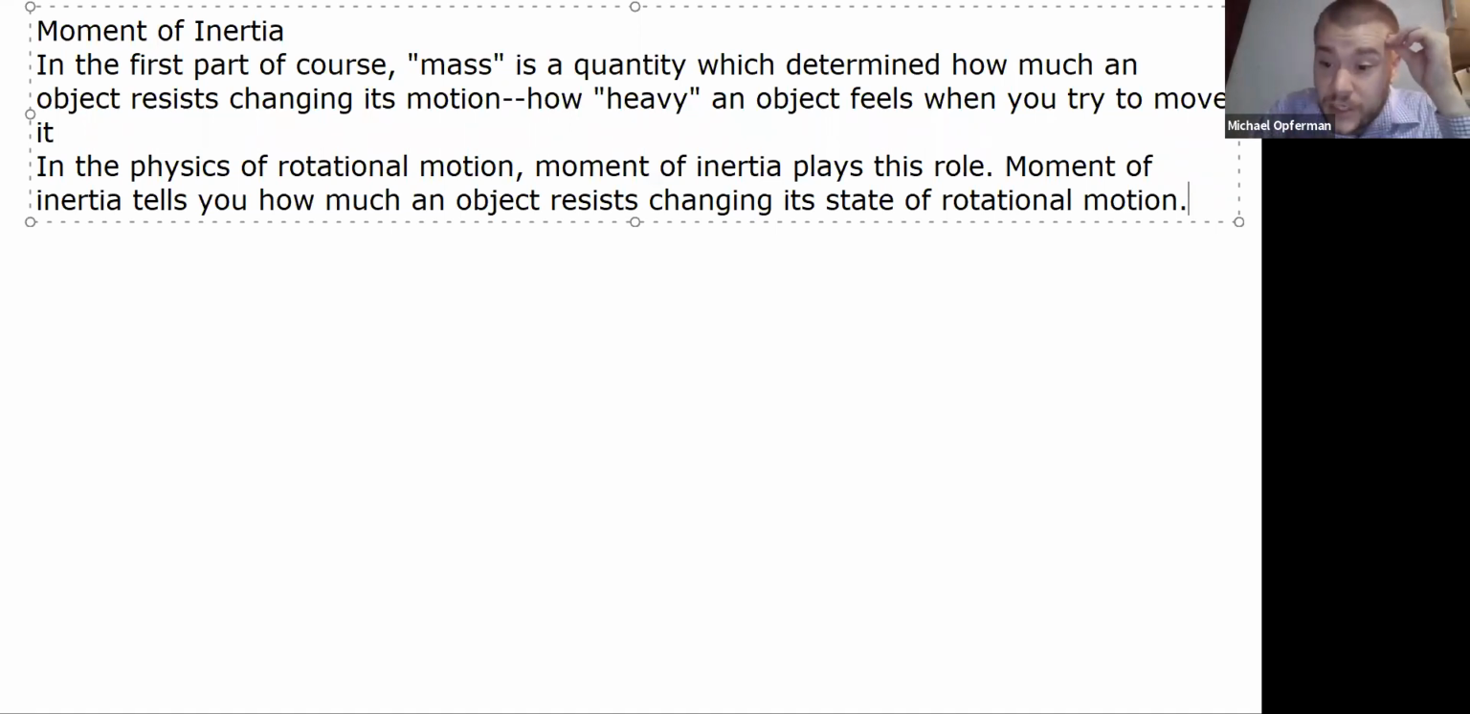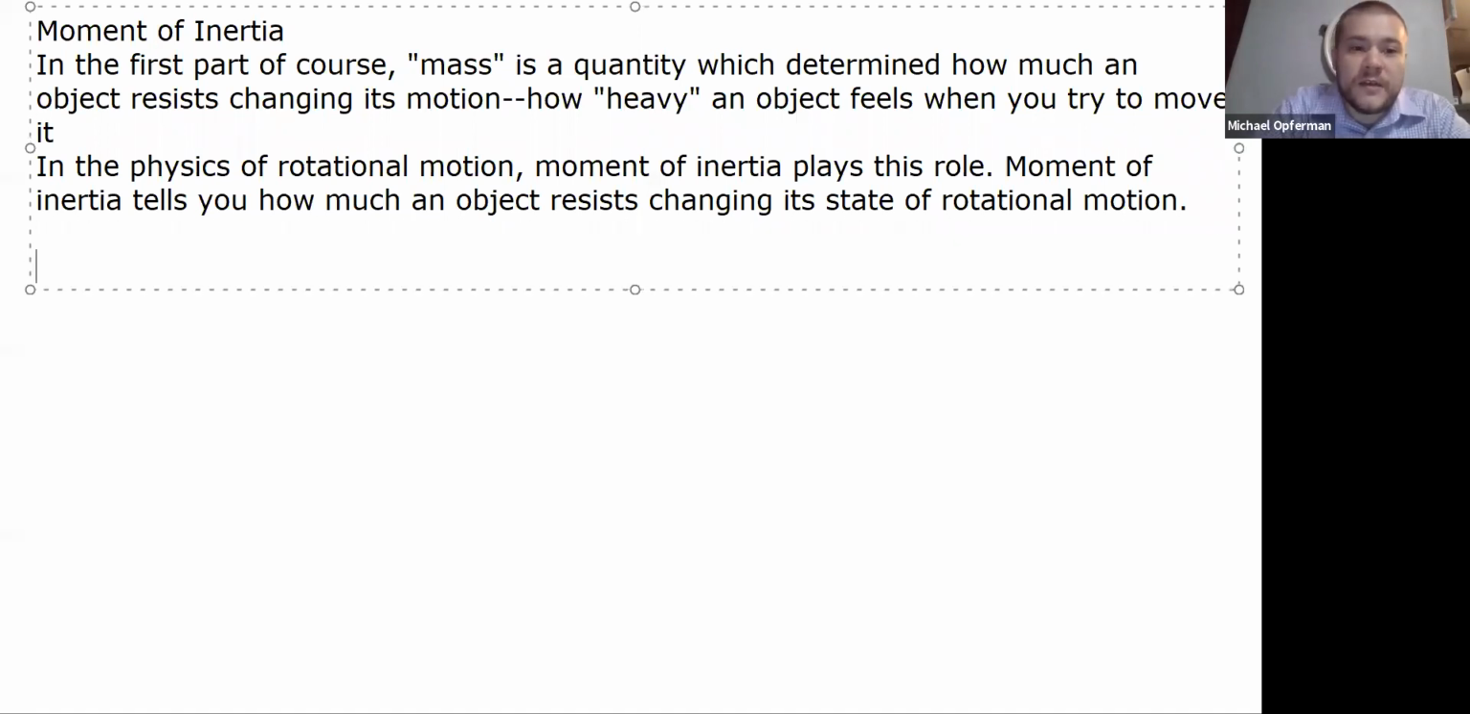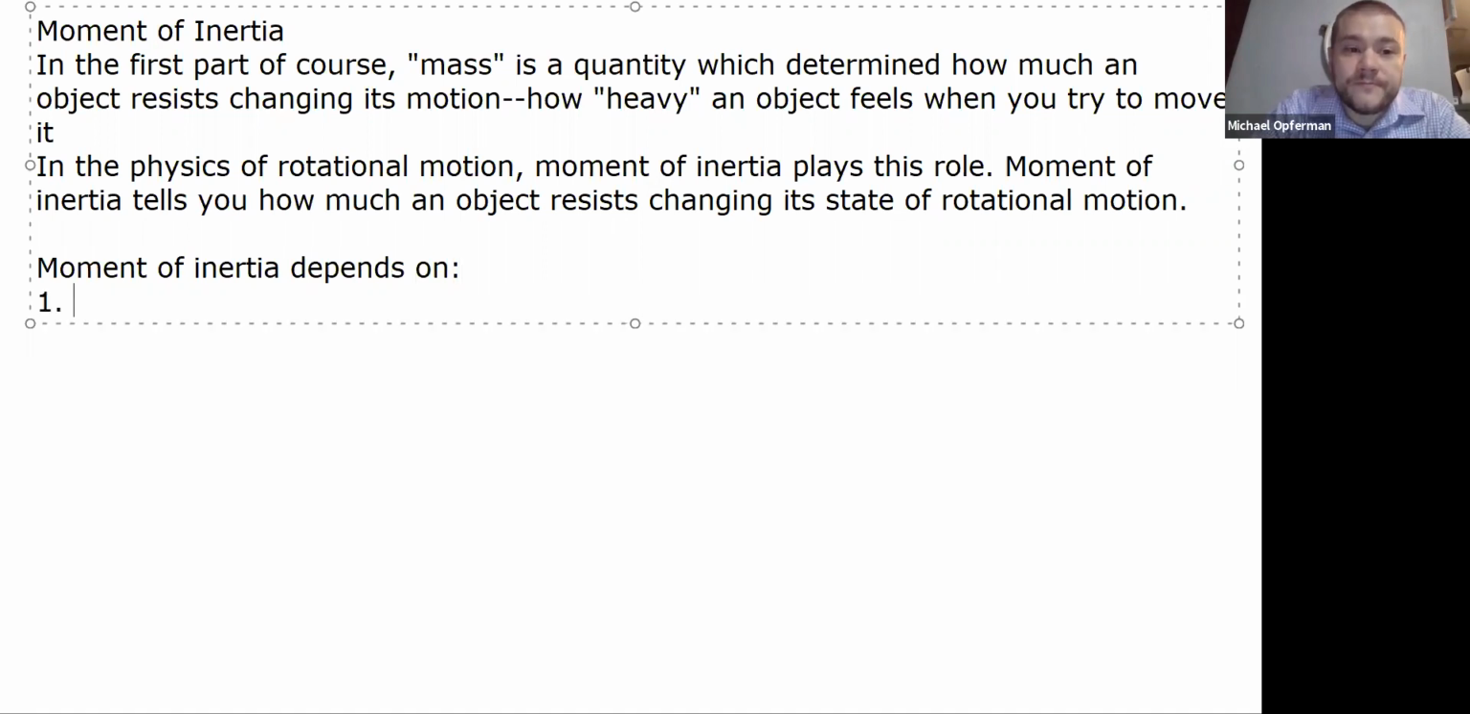What makes moment of inertia a little bit confusing is that it depends on a number of different things. First of all, it does depend on the object's mass. So it is true that because the hammer has more mass, that's part of the reason why it has a higher moment of inertia. That part's pretty obvious, but by no means is that the only thing, or sometimes even the most important thing in determining the moment of inertia.